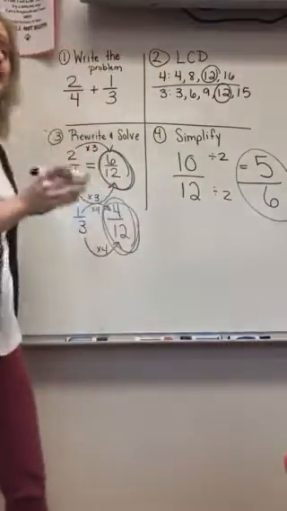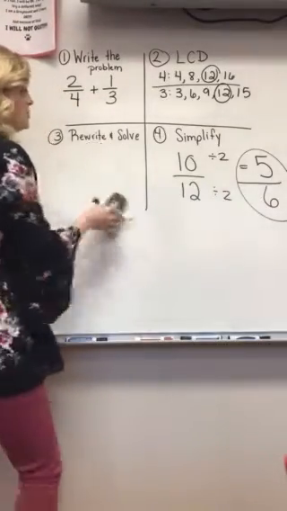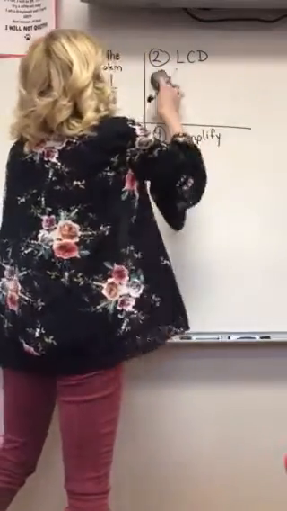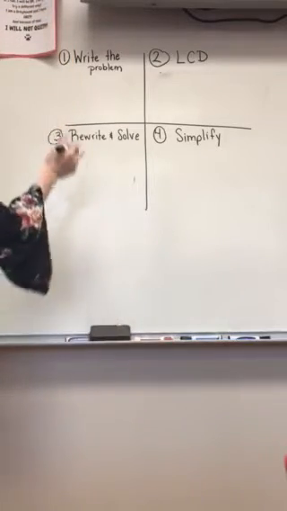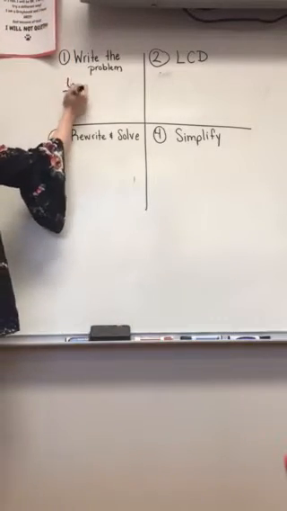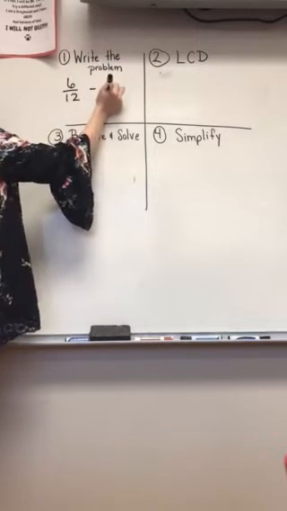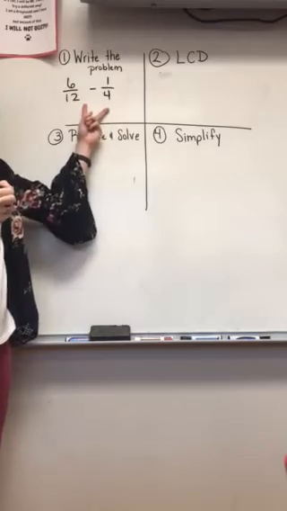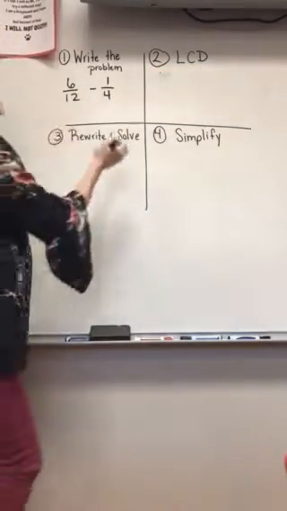Now we're going to use this strategy again with subtraction. And you do it the same exact way. All right, my new problem, step 1, write the problem. It is going to be 6/12 minus 1/4. Again, you can notice that we have unlike denominators. So let's find our LCD, our least common denominator.